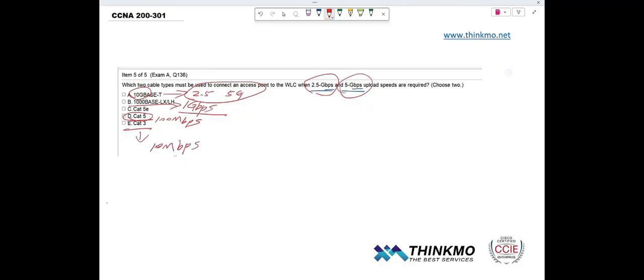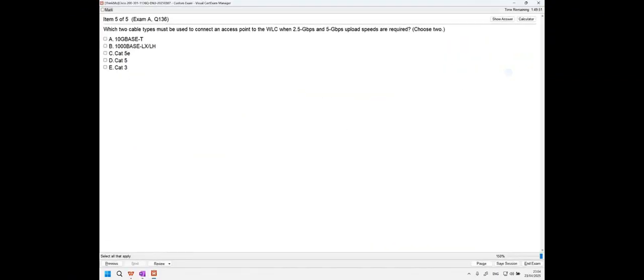So looking at it this way, A is definitely correct. Then there is another one, which is C. Let's look at the correct answer. A and C. Okay, submit.